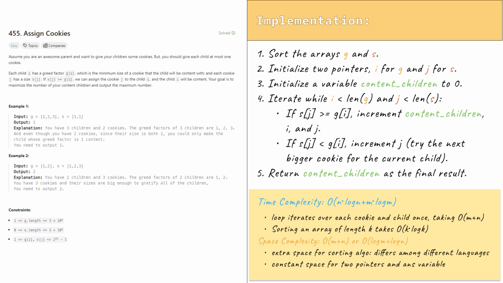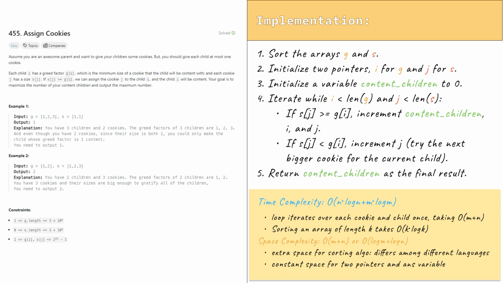The time complexity for this solution will be O of n log n plus m log m. The n here stands for the length of list S, and m here stands for the length of list G. However, it is the sorting part of the solution dominating the time complexity because sorting an array of length k takes O of k log k. Therefore, our time complexity together becomes O of n log n plus m log m.